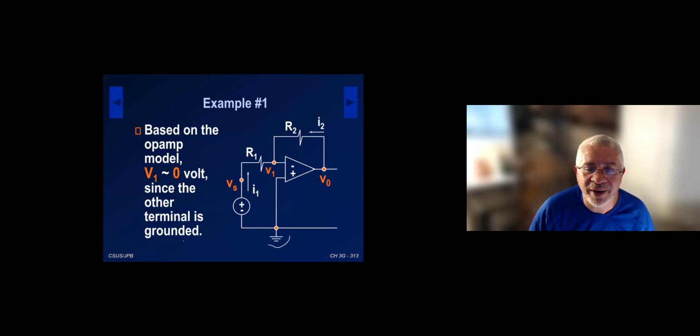The first thing I'm going to do, again, is use one of the op-amp rules: the two terminals are at about the same value. One of them is grounded here, so it is the reference node. So I'm basically going to assume V1 is 0 because of the ideal op-amp model. The two input terminals of the op-amp are at about the same value. In this case, one of the terminals is grounded, so the other terminal must be at 0 volts as well.